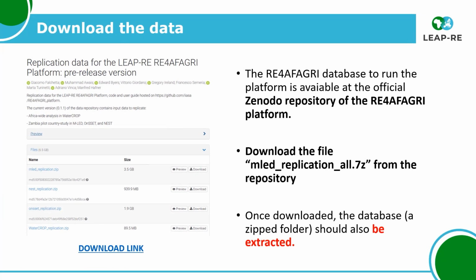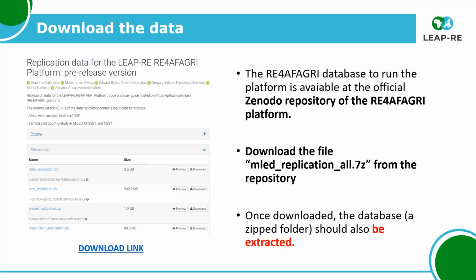And then we also need the input data to run the model. So the model necessitates code and data to be run. To get the data, we have the Zenodo RE4AFAGRi platform repository. You can find the link here in this slide, but also on the RE4AFAGRi.Africa website under the code and data webpage, and this Zenodo repository is also linked in the GitHub repository itself. Once you enter this Zenodo website to get the data, you can see a screenshot here. You will have different files and folders which contain the data.